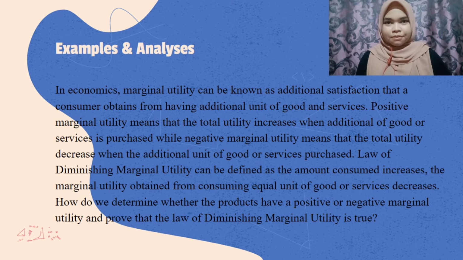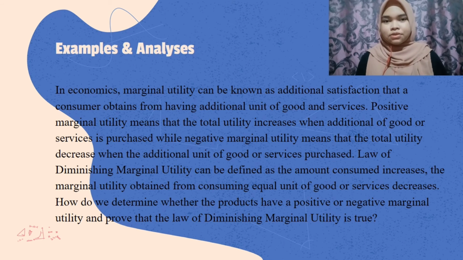In economics, marginal utility can be defined as the additional satisfaction that a consumer obtains from having an additional unit of goods and services. Positive marginal utility means that the total utility increases when an additional unit of goods or services is purchased, while negative marginal utility means that the total utility decreases when an additional unit of goods or services is purchased. The law of diminishing marginal utility can be defined as follows: as the amount consumed increases, the marginal utility obtained from consuming an equal unit of goods and services decreases.